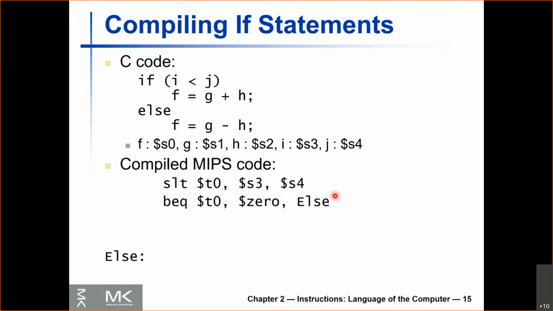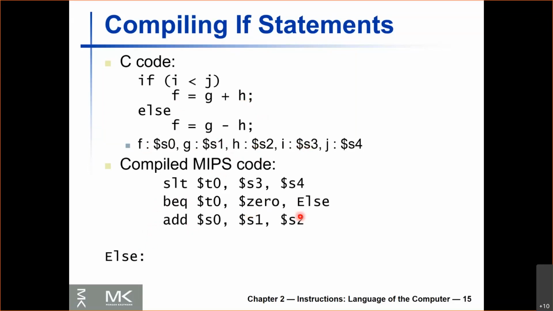Great. So if i is less than j, then T0 will be 1. That means this branch will not be taken, and we will continue to the next instruction. And if i is not less than j, then T0 will be 0. This means this branch will be taken, and we will go to the else condition. Now what comes next? If I don't take the branch, I'm going to execute f equals g plus h. Well, we've seen that before. That corresponds to S0 is equal to S1 plus S2. So we're going to do add S0, S1, S2.